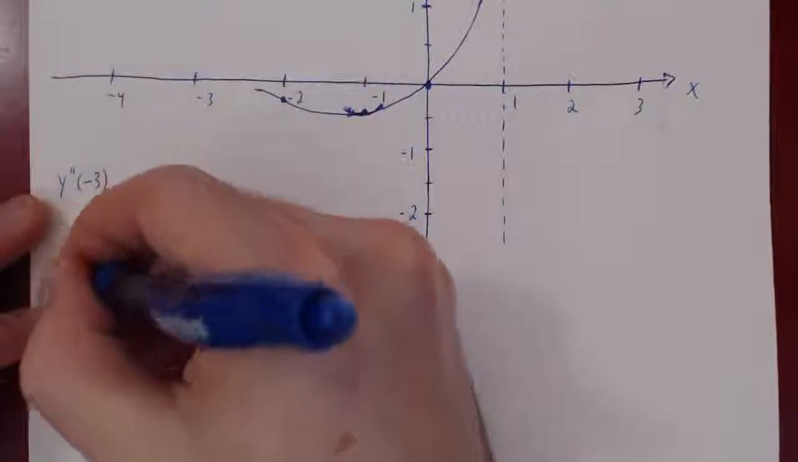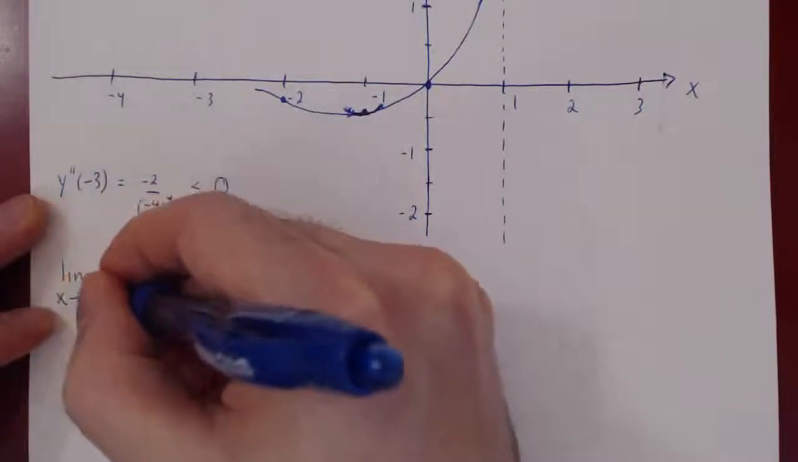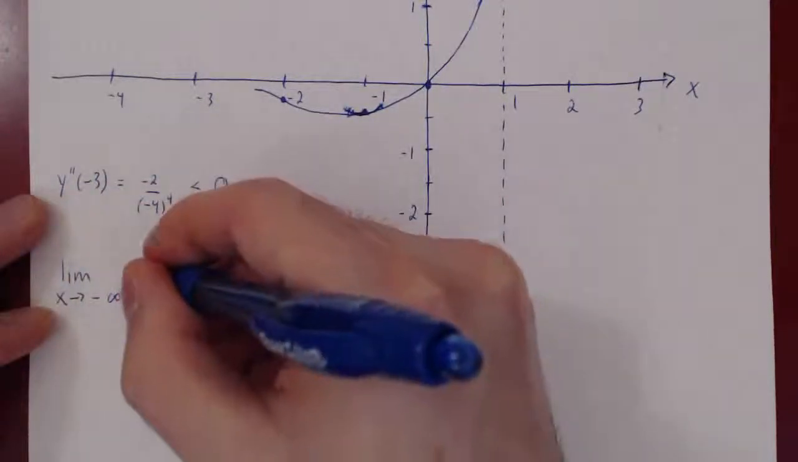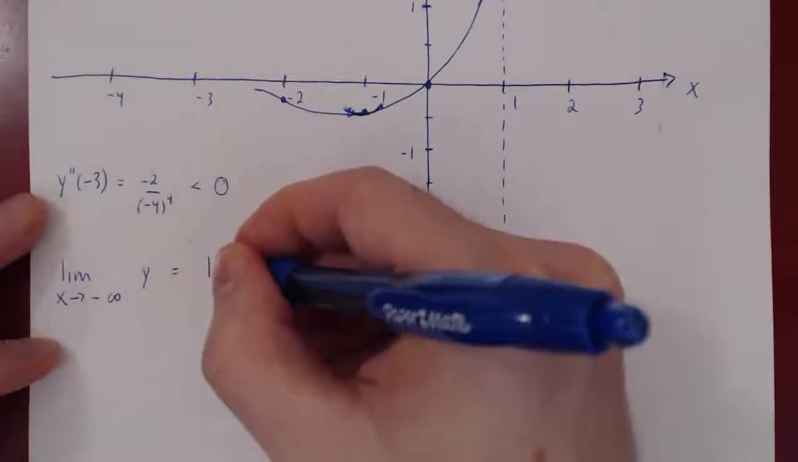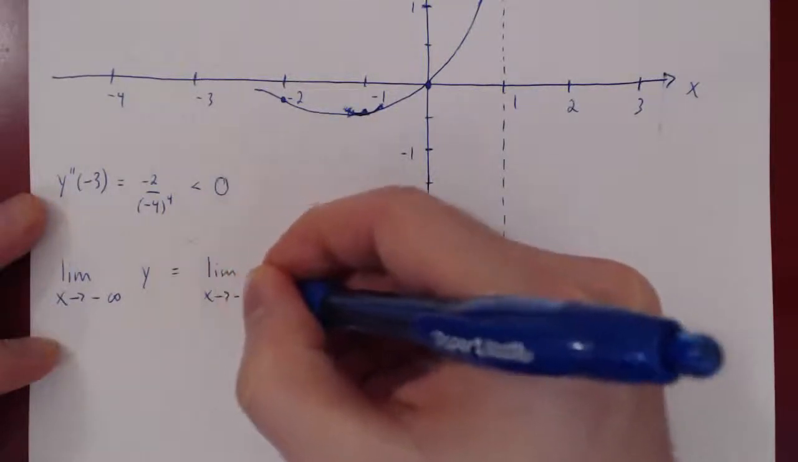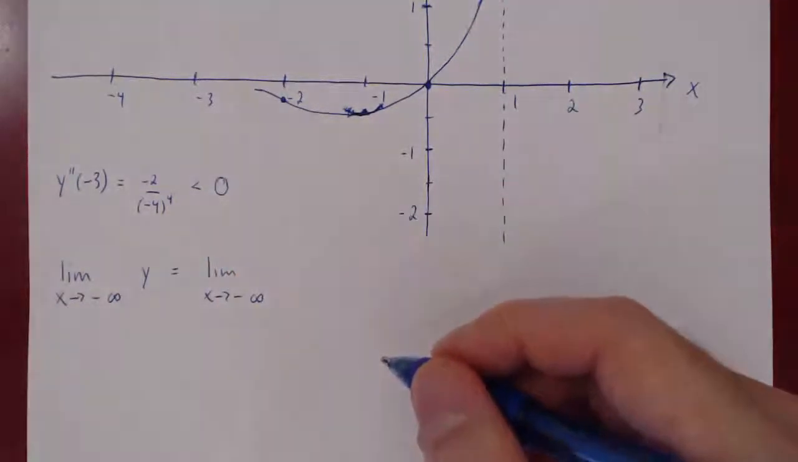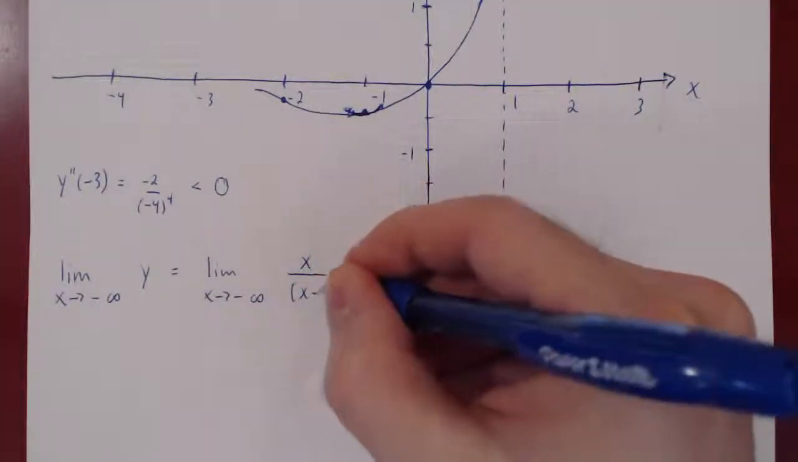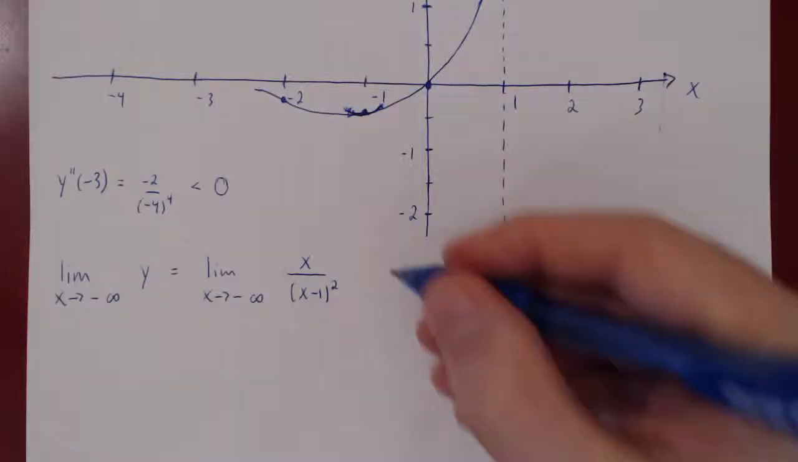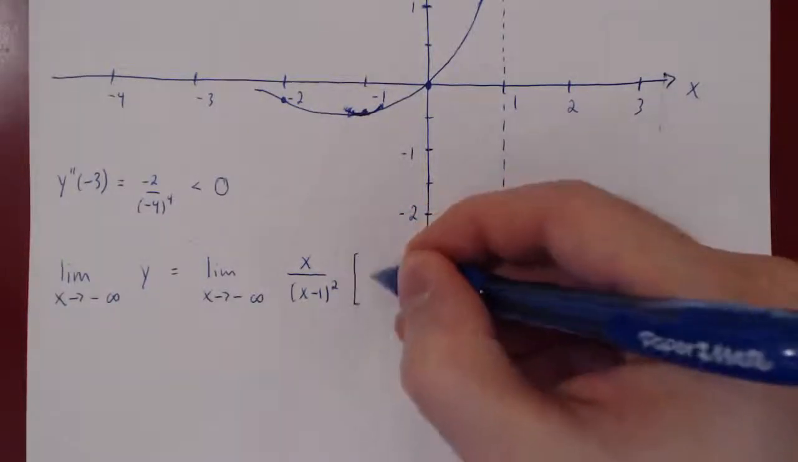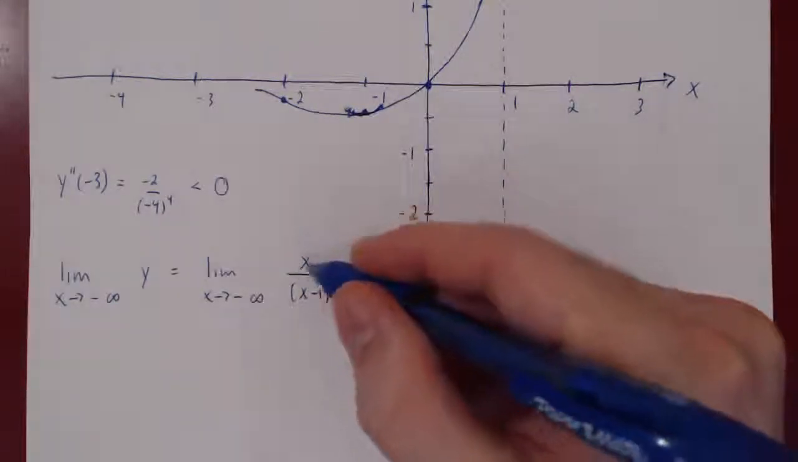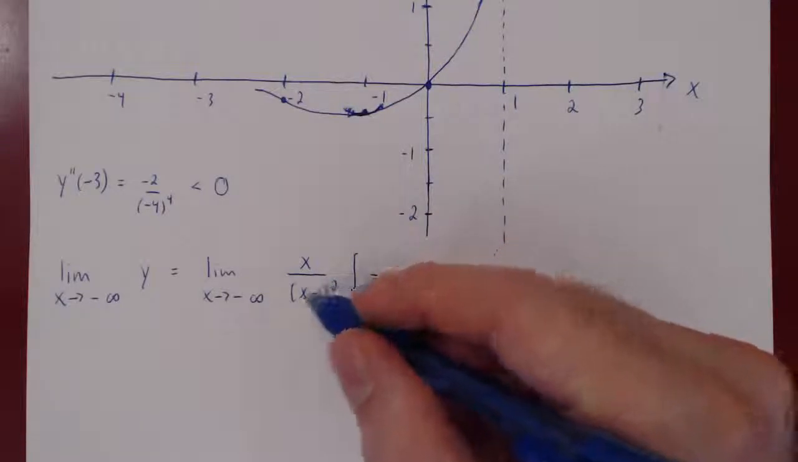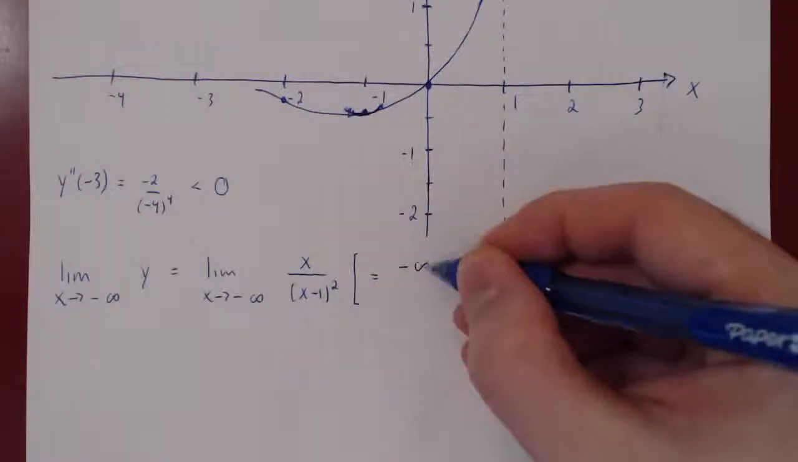Limit as x goes to -infinity of y. The function was simply x over x minus 1 squared. And as x goes to -infinity, we have a -infinity over, since we square it, we'll have a positive infinity.